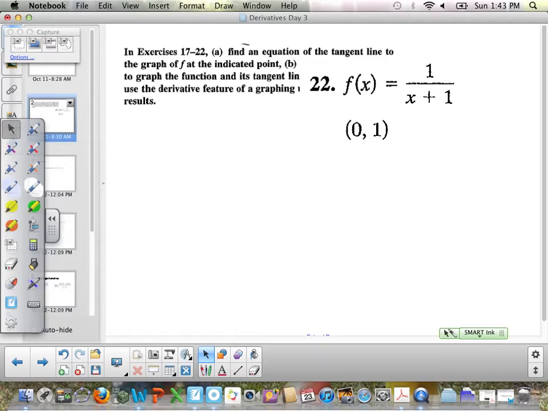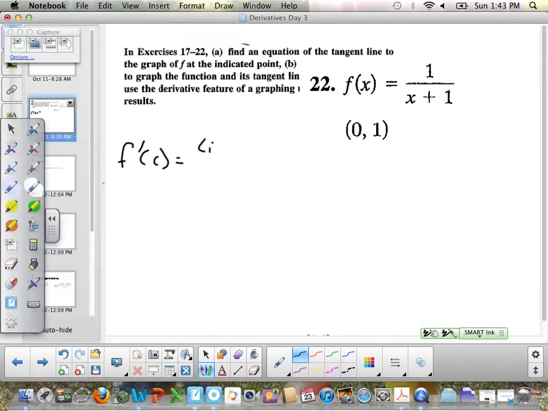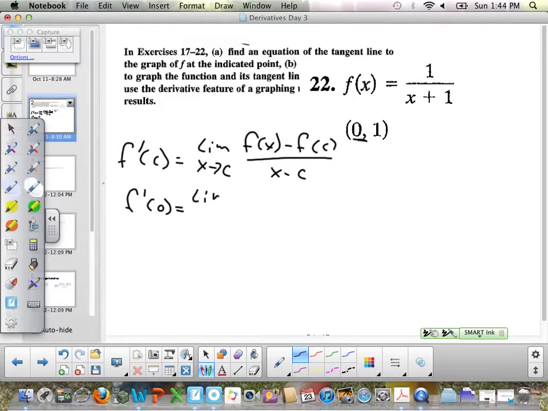All right, so first off, I said we'd use the alternate definition of derivative, which means f prime of c equals the limit as x approaches c of f of x minus f of c all over x minus c. Now in this case, c is 0 because we want the x values. So we'll find f prime, the derivative at 0, equals the limit as x approaches 0. f of x is 1 over x plus 1 minus f of 0 is 1 over x.